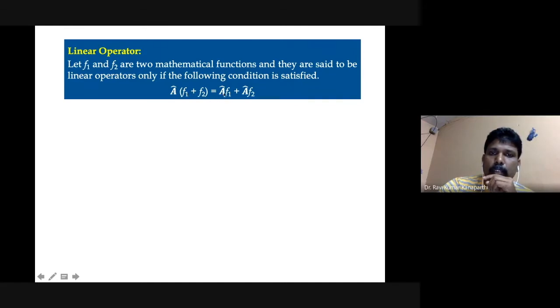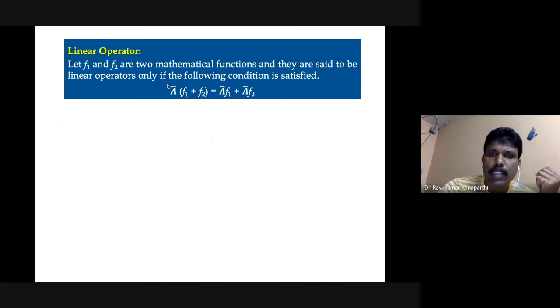Okay, you allow your operator A onto the first function. Similarly, you also allow your operator to operate upon the second function f2, and then you take the summation. If this number and this number both are the same, then we call the operator A a linear operator. Okay.